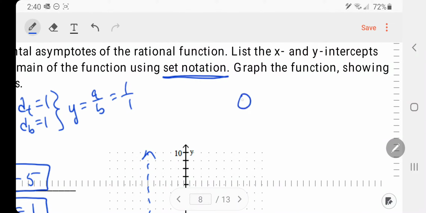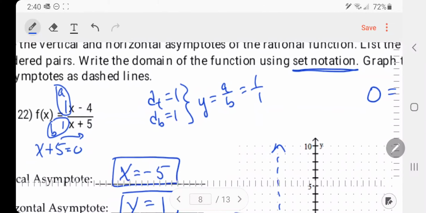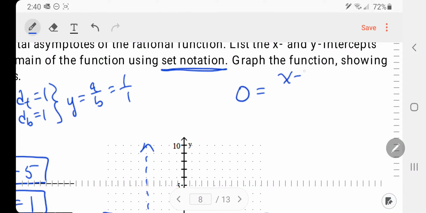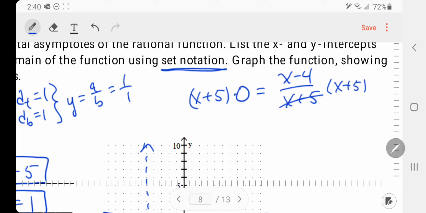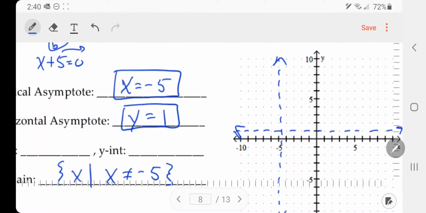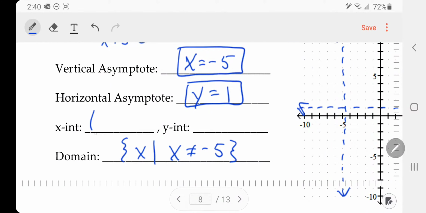So to find an x-intercept, we want to let y be 0. And that's going to give me 0 equals x minus 4 over x plus 5. But if I multiply both sides by the denominator, x plus 5 on both sides, 0 times anything is 0. Okay, so that's just going to give me 0 equals x minus 4. And if I move the minus 4 over, that says x is 4. And so that's going to give me an x-intercept of (4, 0).